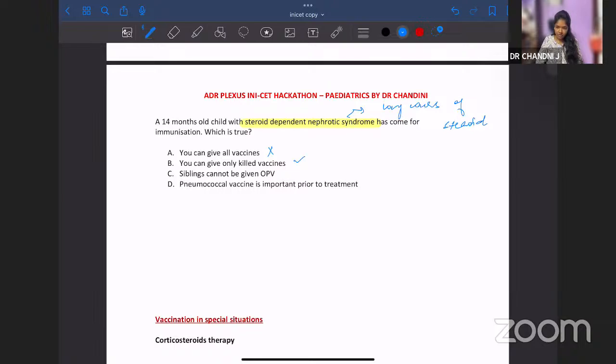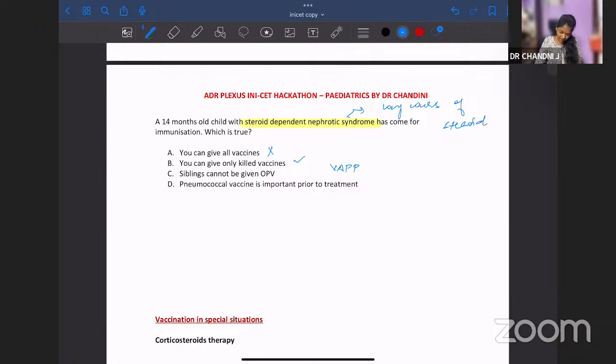Siblings cannot be given OPV. Yes. So what happens? If you give OPV to siblings or household contacts of an immunocompromised child, there is a risk of VAP. What is VAP? Vaccine-associated paralytic polio. This can transmit to the immunocompromised child. So in household contacts, you are not supposed to give OPV.